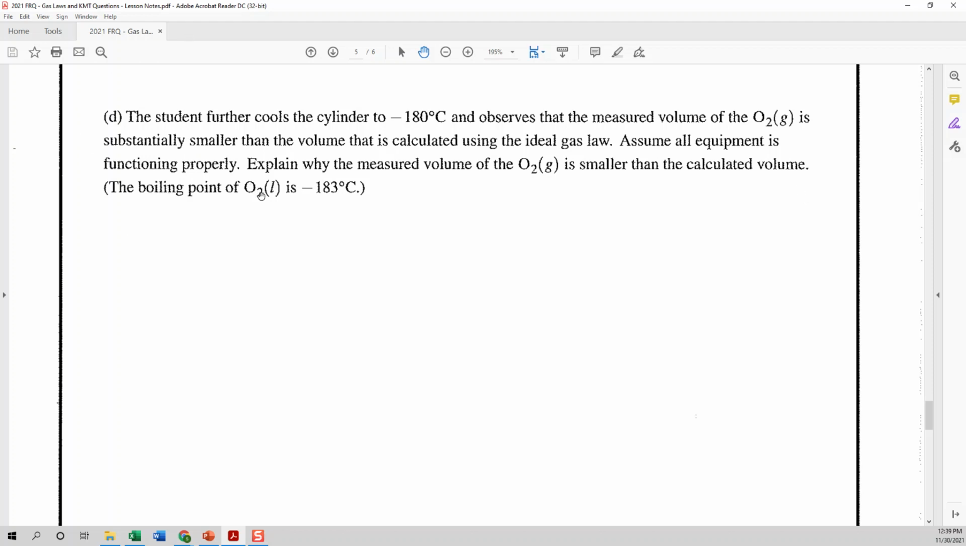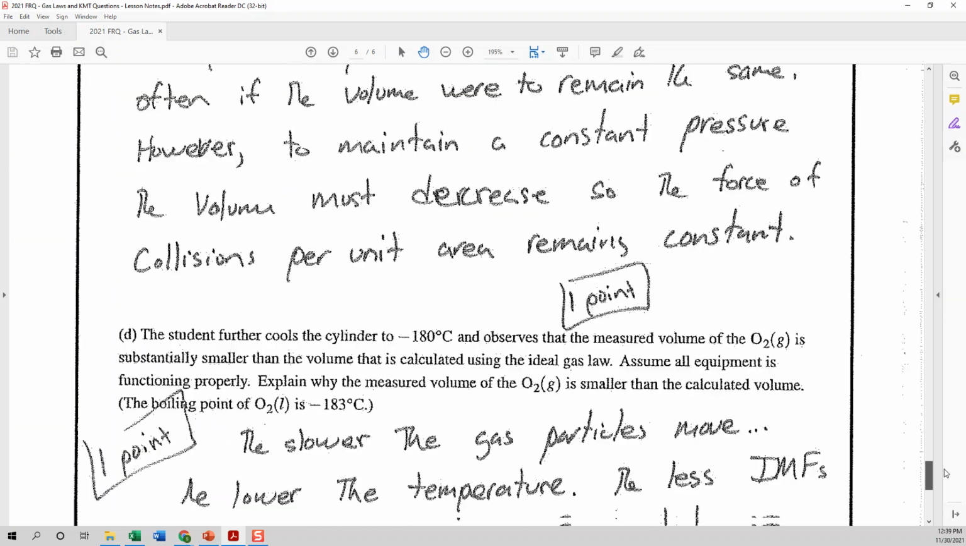And they give us a note. The boiling point of oxygen is negative 183. So we didn't cool it all the way down to negative 183, but we got it close. Negative 180, that's a really cold temperature. So why do gases start to deviate from ideal behavior at low temperatures, right? We should already know the answer. So let's go see what we got.